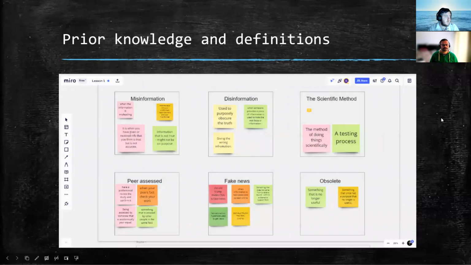In the first week, you might remember this board on Miro that we did. We were looking at the differences between misinformation, disinformation, scientific methods, all these sorts of things, and you guys put up your ideas of what you thought they were. That's still open. You could go back and have a look at that, and see if that still holds true, or if your thoughts have changed a bit. Hopefully we've taught you something.